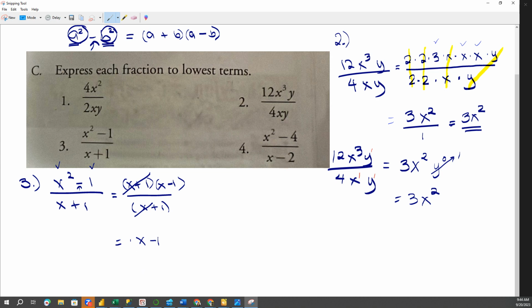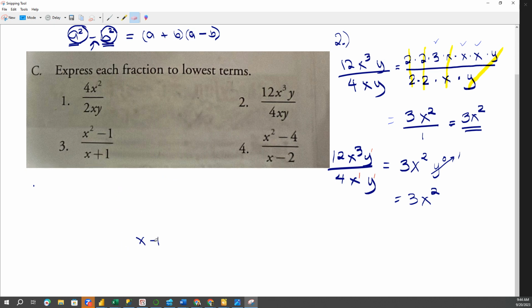All right. So that's 2 and 3. Pause this if you want to try number 1 on your own, and if you do, then do it. And then I'm just going to answer number 1 here.